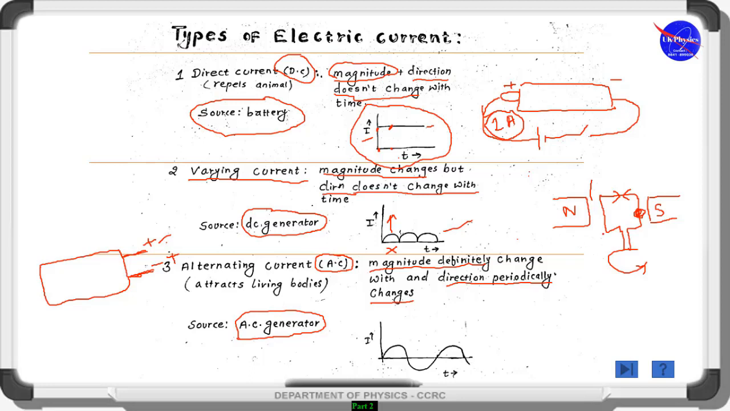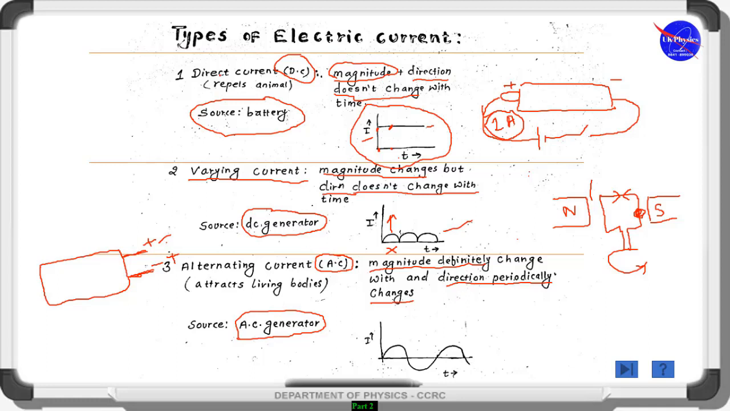So here we see that the direction of current periodically changes. Also the magnitude changes because during the rotation this coil cuts the magnetic lines of force. The amount of current generated from the AC generator depends upon the cutting rate of magnetic lines of force. So in alternating current, the magnitude also changes and the direction also changes.